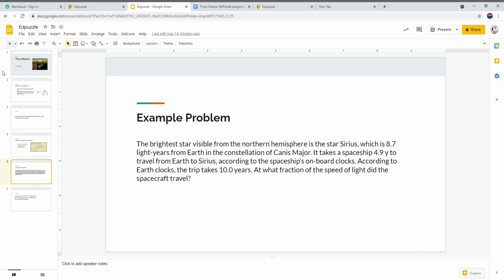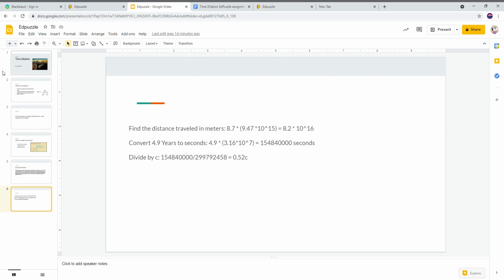Then, actually getting into it, to solve this you would find the distance traveled in meters. Since there are 8.7 light years, you'd multiply 8.7 by the number of meters in a light year to get 8.2 times 10 to the 16th meters. Then you would also have to convert 4.9 years to seconds, as we're working with dilated time.